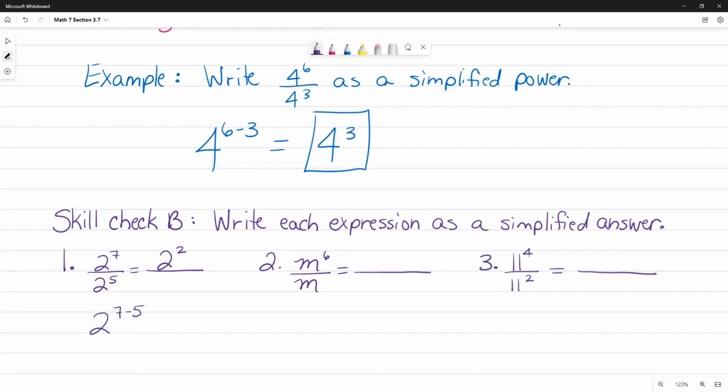Should probably do that in a different color. Sorry, OCD is kicking in. I'm going to have to change this one if I'm going to do all the others. There we go. 7 minus 5.